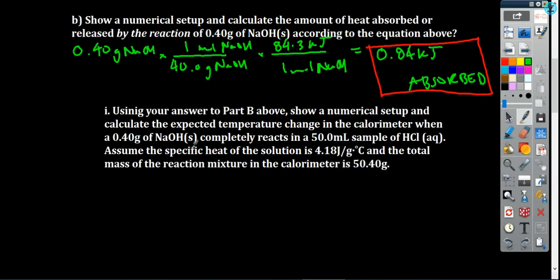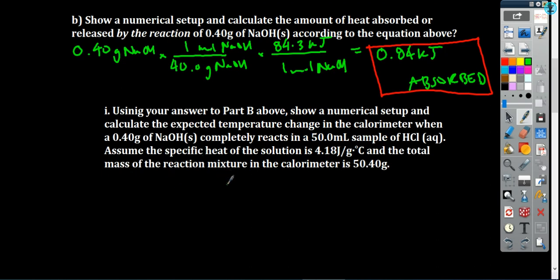Part I. Using your answer to Part B above, show a numerical setup and calculate the expected temperature change in the calorimeter when 0.40 grams of sodium hydroxide completely reacts in a 50 ml sample of HCl. Assume the specific heat of the solution is 4.18 joules per gram degree Celsius, and the total mass of the reaction mixture in the calorimeter is 40.40 grams.